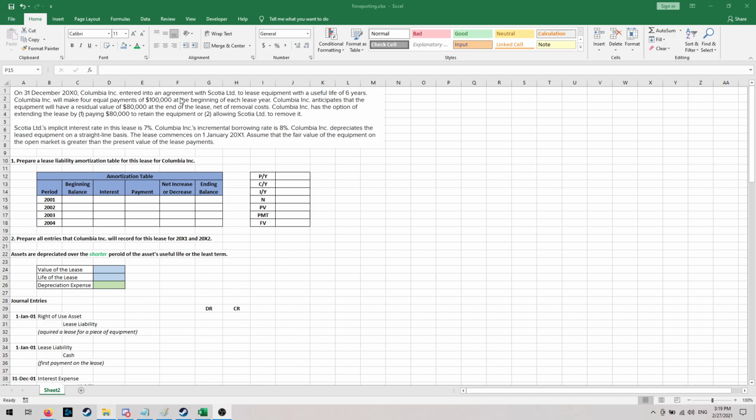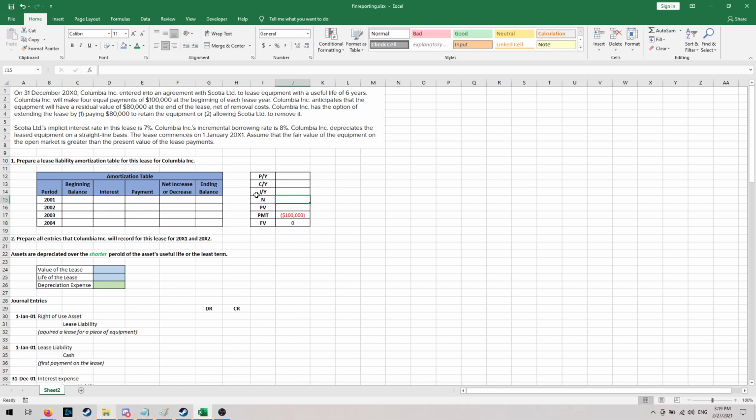So we're told that this equipment has a useful life of 6 years, but that we're only going to keep it for 4 because we're going to make 4 equal payments. The payments will be $100,000 each, and we'll make the payments at the beginning of each lease year. So what we know right now is that our payment is going to be $100,000, and we'll remember to enter that as a negative because this is money that's coming out of our bank account. And since this is a lease, since we're going to pay down all of the amount of money we owe, our future value will be 0.